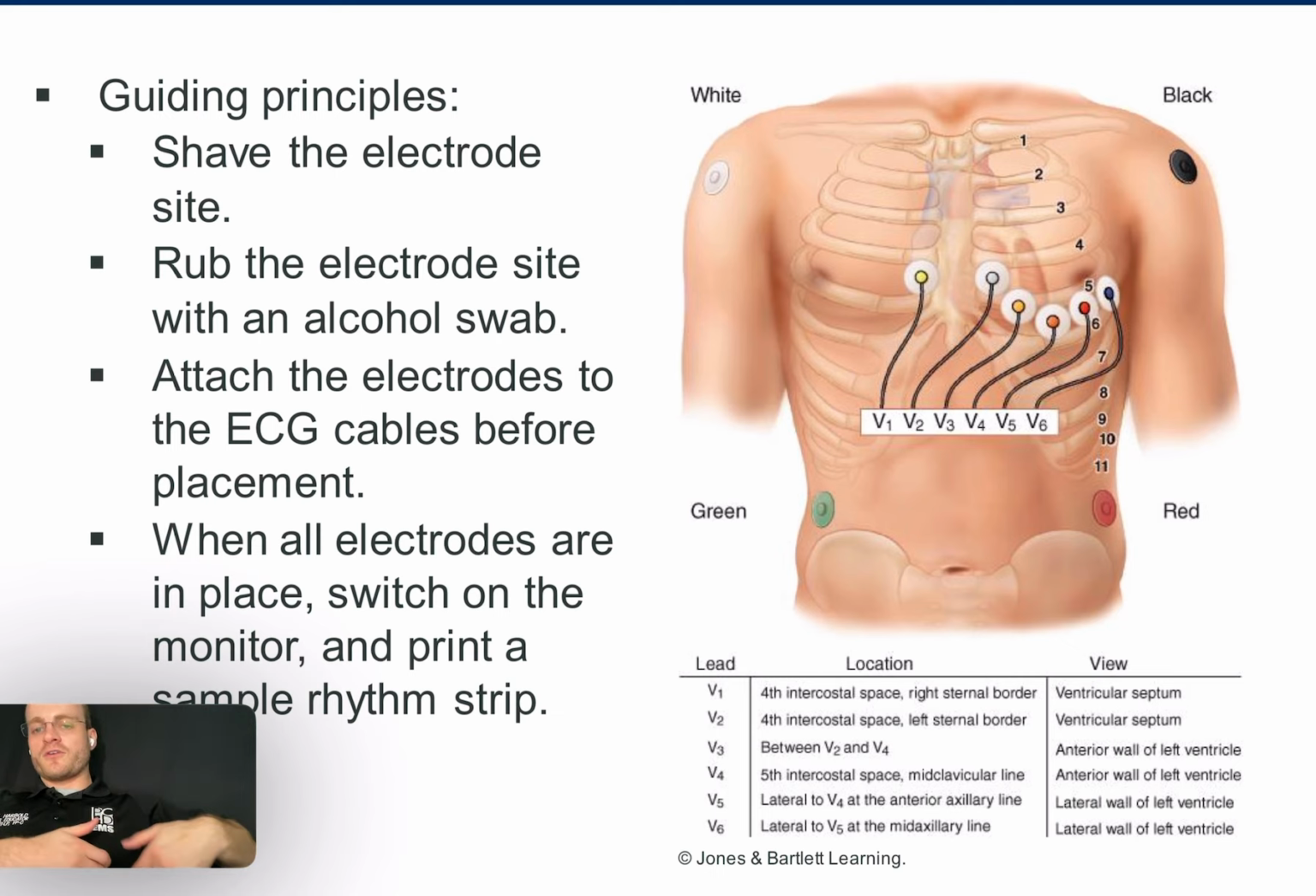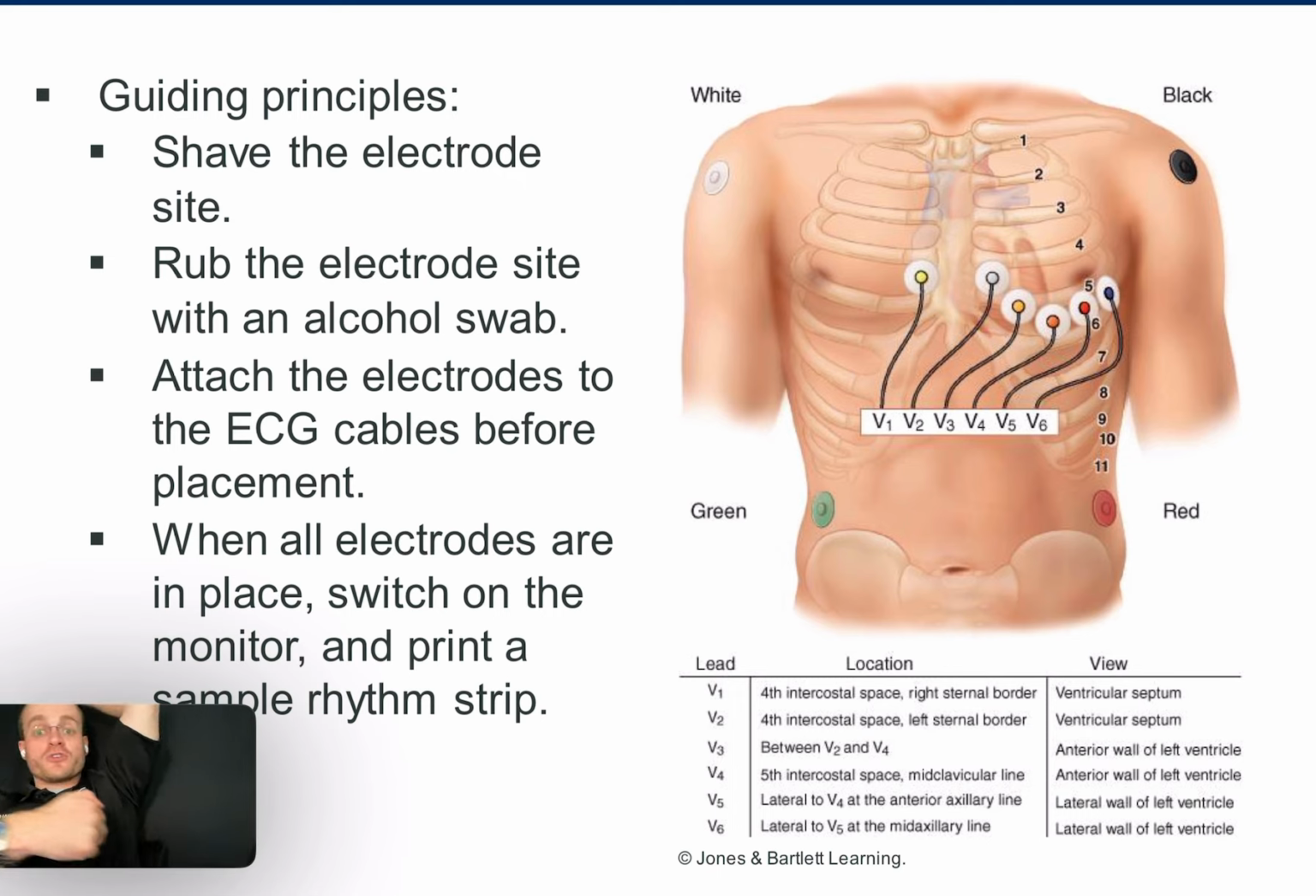On my left over here, V4 is in the fifth intercostal space, mid-clavicular line. So it's kind of below where the nipple's supposed to be. You'll feel a fold of the breast, and I go right up in that fold. Mid-clavicular means you draw the clavicle in half, so it's like right here. That's where V4 goes. V6 follows that same line, but it's mid-axillary.